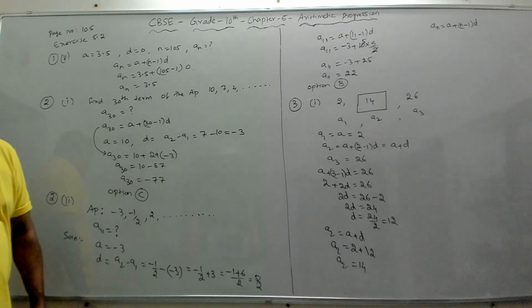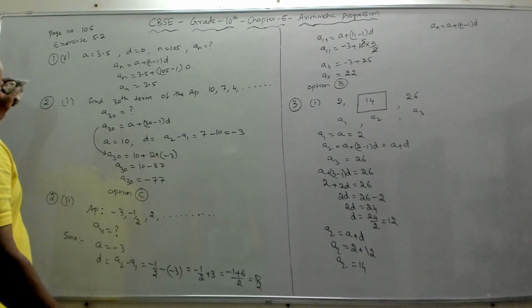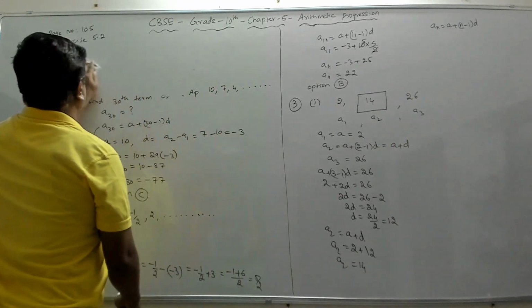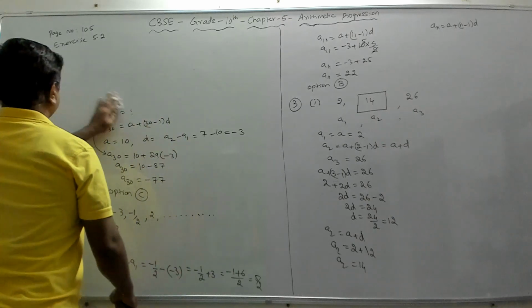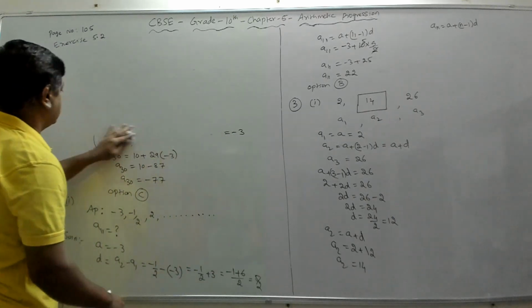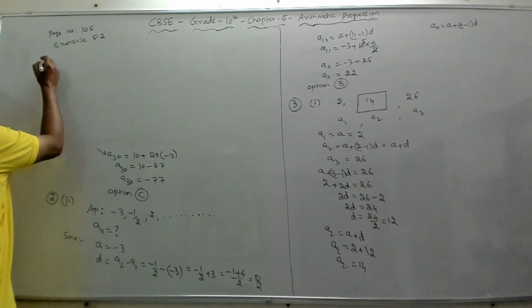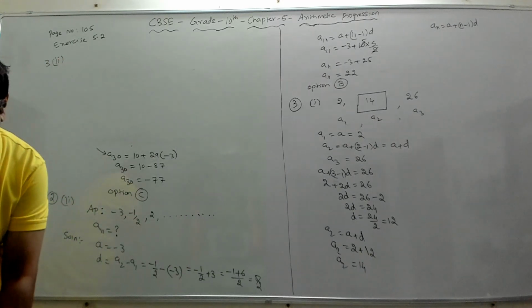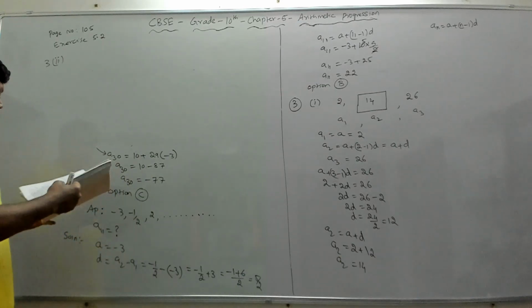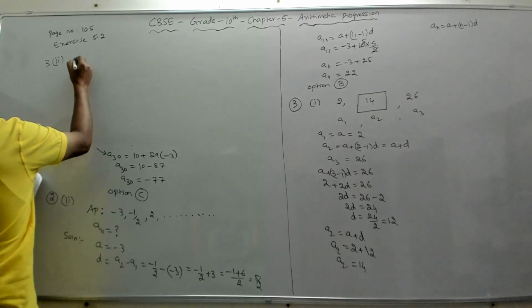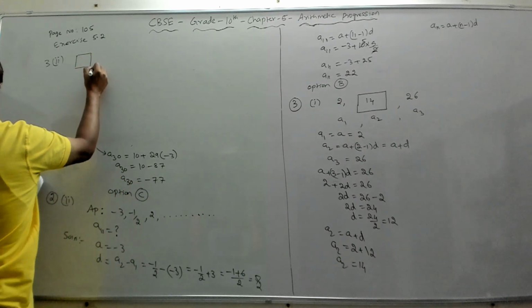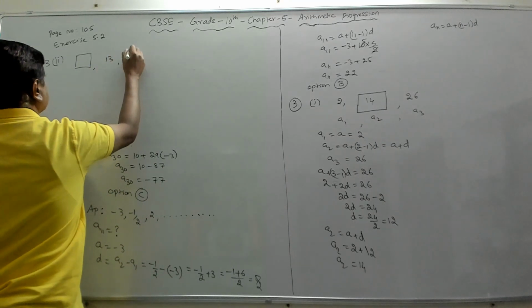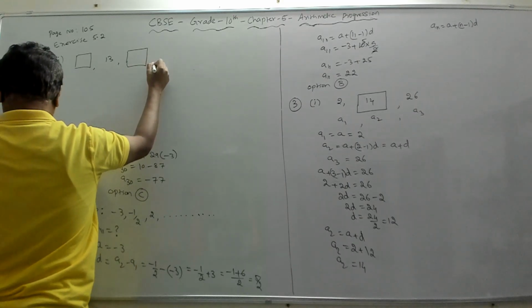Fine. Now let's go to the next one. This is the second problem, the third question, second subdivision. They have given some boxes: a box, comma 13, then a box, comma 3.